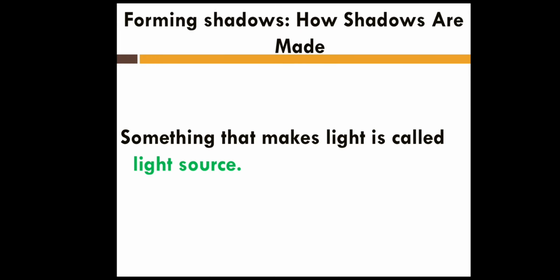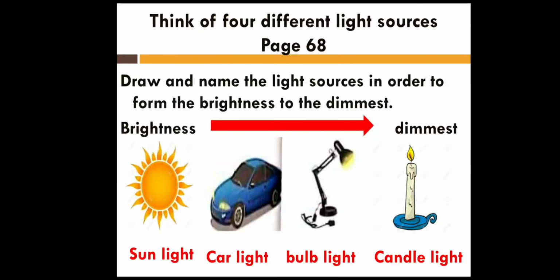How are shadows made? Something that makes light is called a light source. Let's see some examples of light sources. Sunlight is an example of a light source. Car light is also an example of a light source. Bulb light and candle light are also light sources.